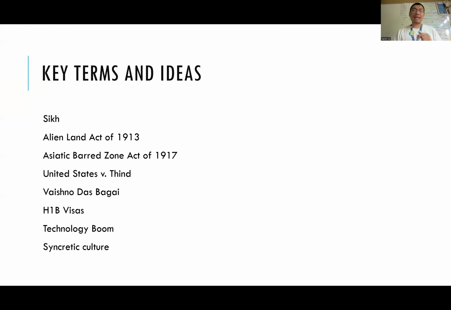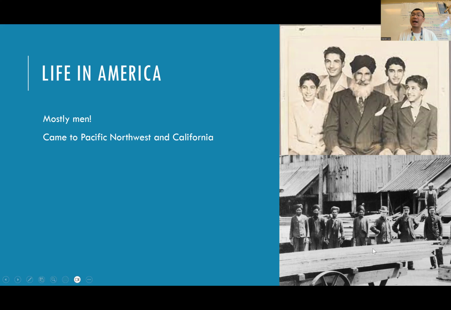Now, many of those Sikh men ended up coming to the Pacific Northwest, where they worked in the lumber yards. Many of them also came to California and settled in the Central Valley. So that's sort of like our little San Joaquin Valley.